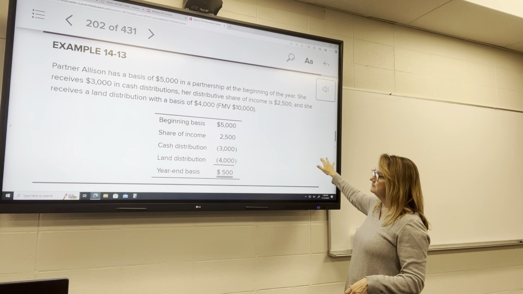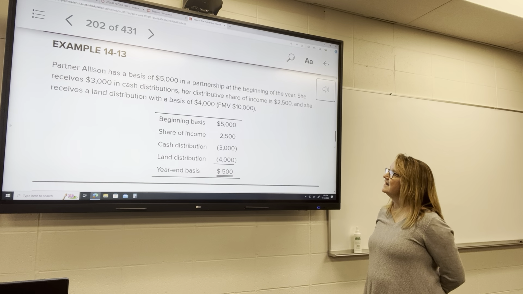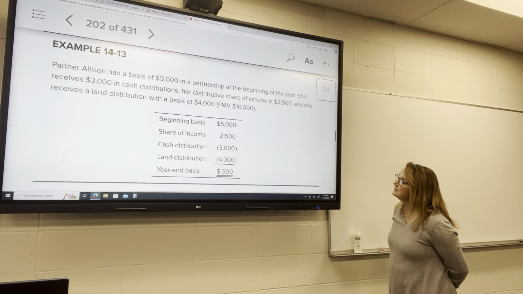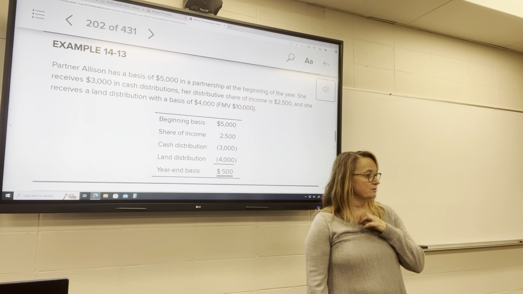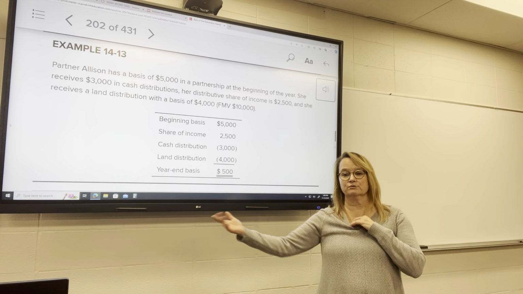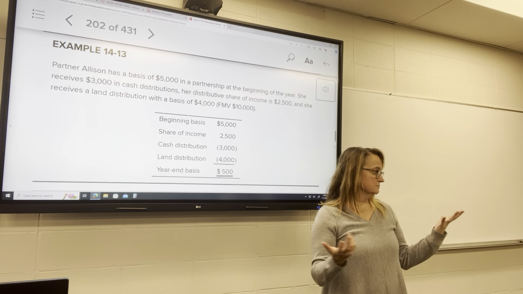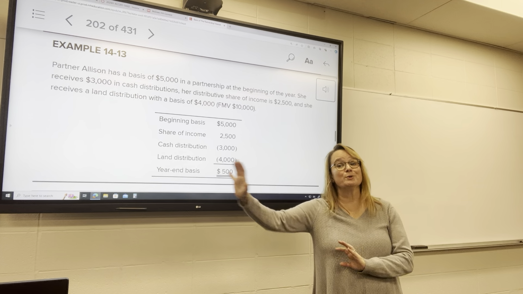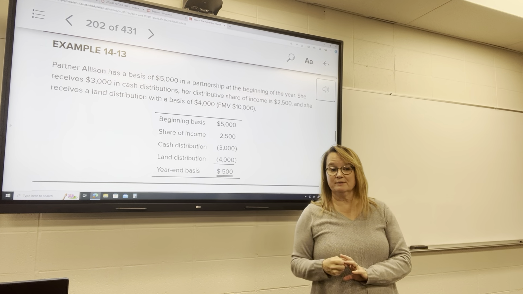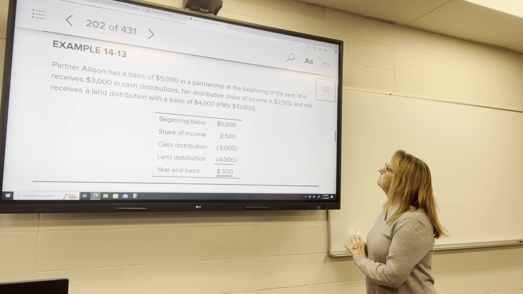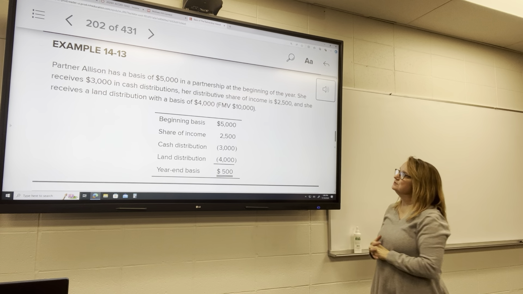So now let's look at the example. We've got Allison. She has a basis of $5,000 at the beginning of the year. She received $3,000 in cash distribution. So the partnership gave her $3,000. Again, remember, that's just like pulling money out of your savings account. As long as you have basis, as long as you have a positive balance in your account, that's just like pulling money out of your savings account. So she got a $3,000 cash distribution.